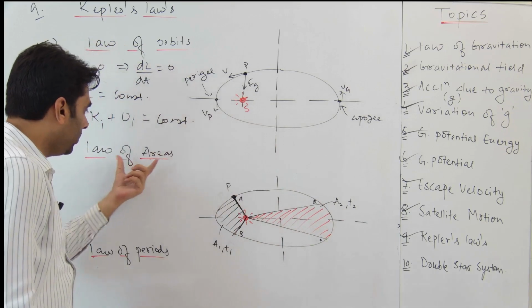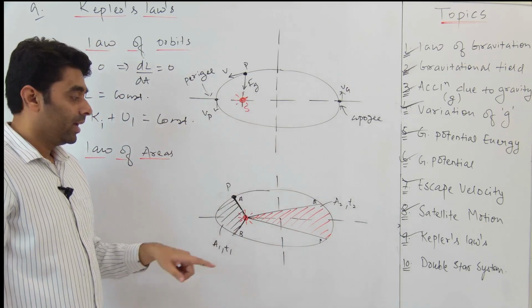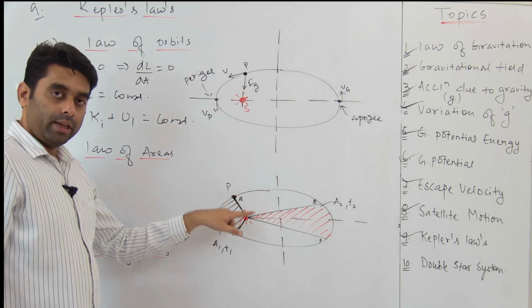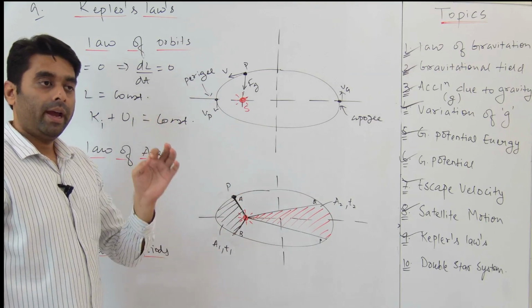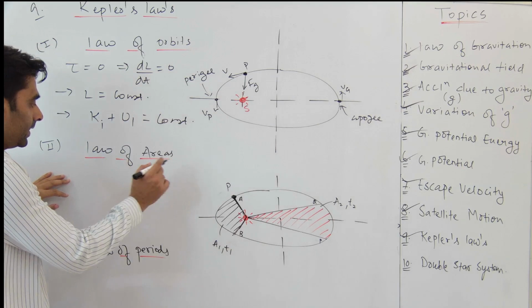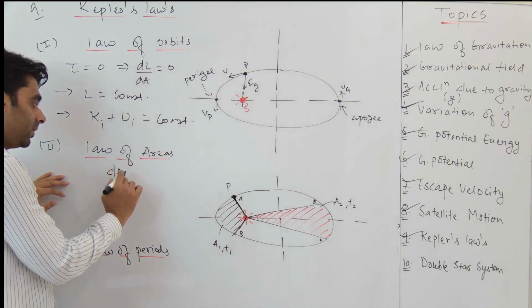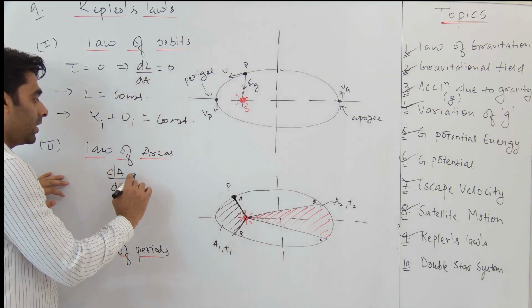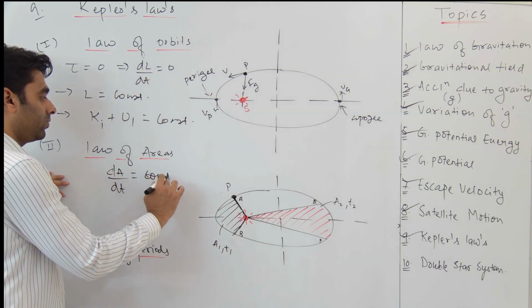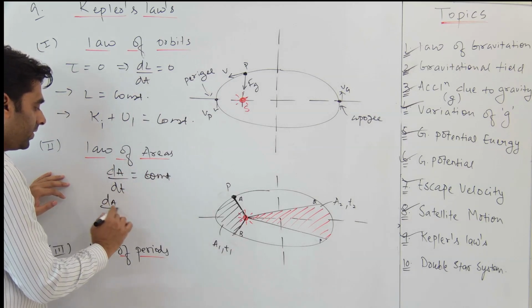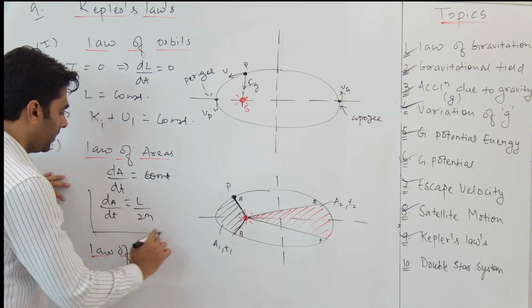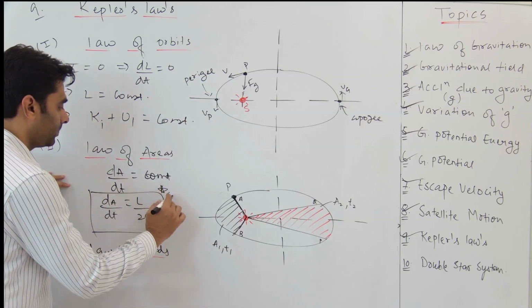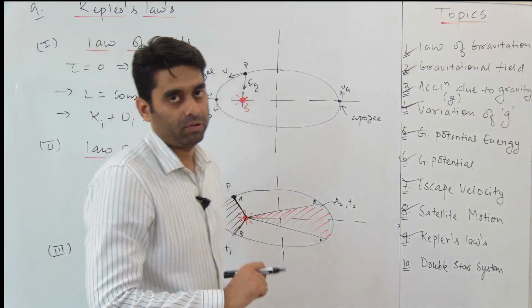Then the second law, that is the law of areas, says that the line joining this will sweep equal area in equal intervals of time, and from that what we get is that areal velocity, that means dA by dt, is constant. This dA by dt is equal to L by 2m. What is L by 2m?